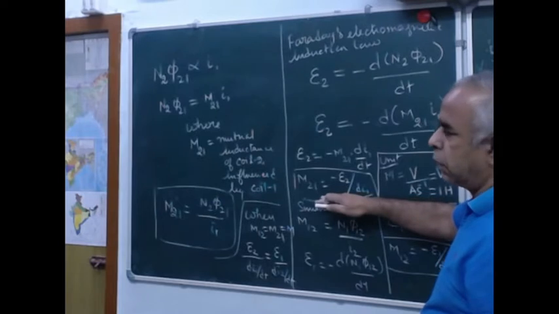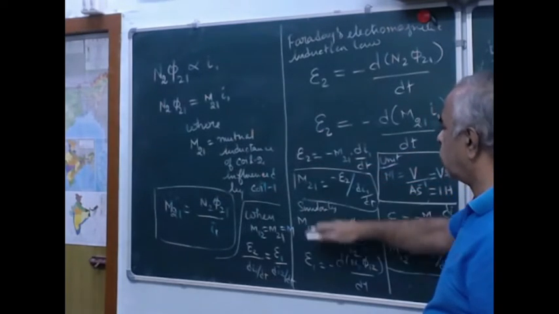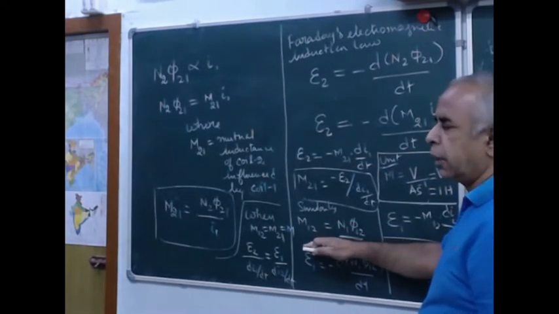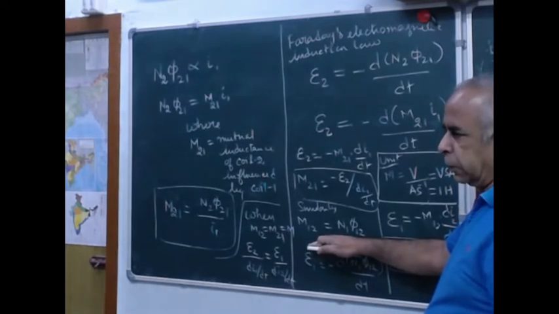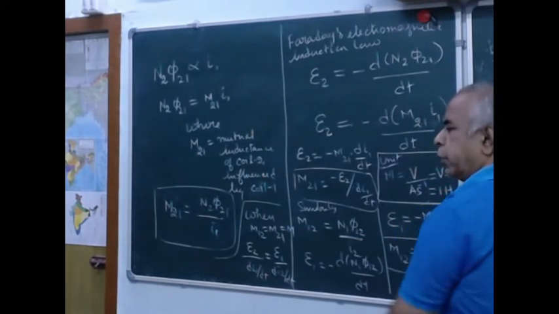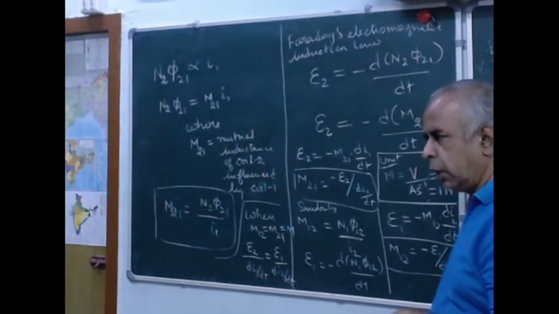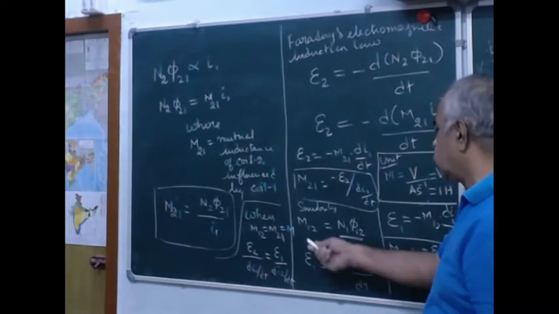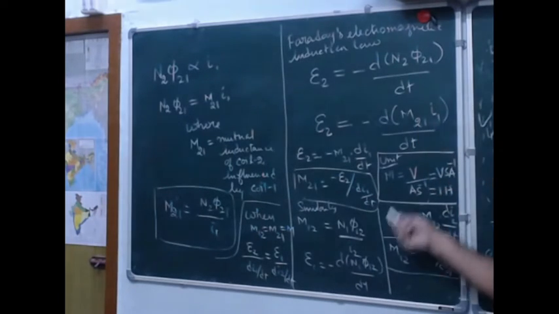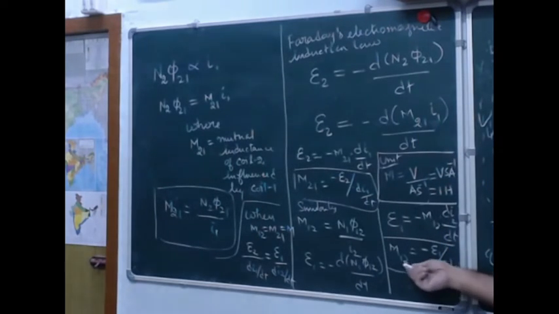This is one part. Similarly, we can work out for the secondary one, the primary induction. So here M12 means what? Mutual inductance of the first coil influenced by the secondary coil. So that we can work out similarly and can be arrived at like this. So M12 is equal to minus E1 divided by dI2 by dt.